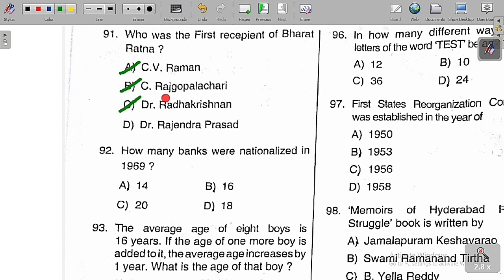It is C.V. Raman, C. Rajagopalachari, and Dr. Radhakrishnan. So these three are correct solutions. If you write any one, you are going to get the marks. Therefore, the first recipients of Bharat Ratna are C.V. Raman, C. Rajagopalachari, and Dr. Radhakrishnan.